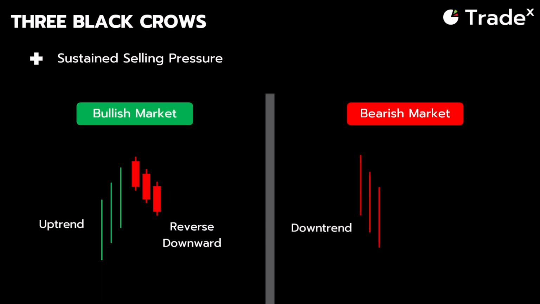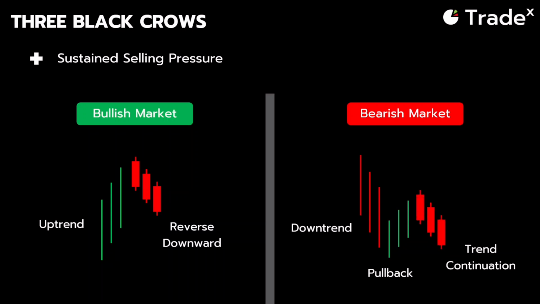In contrast, during a downtrend, the 3 black crows pattern can negate minor pullbacks and strengthen the bearish momentum, indicating that the selling pressure remains strong and the downtrend is likely to continue.